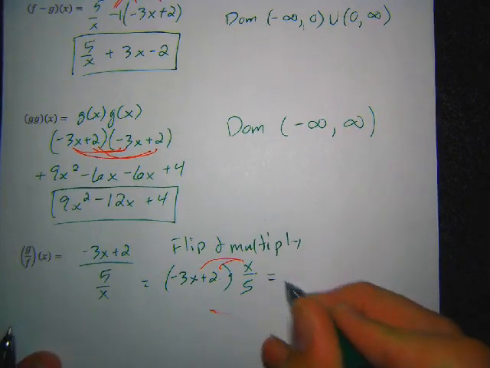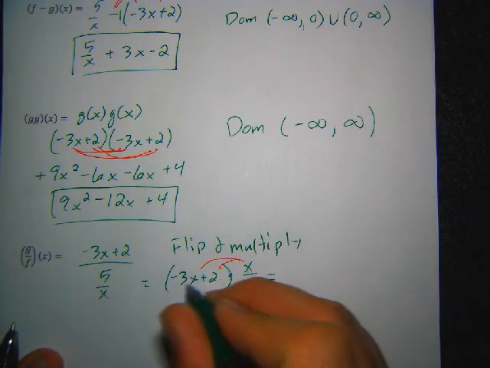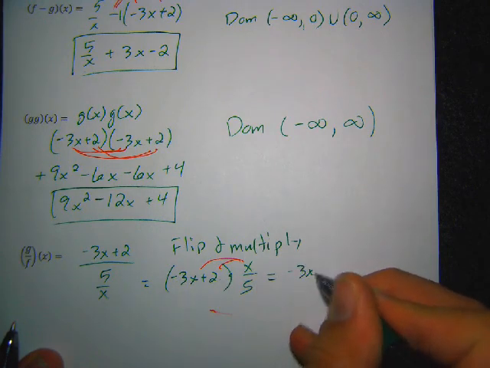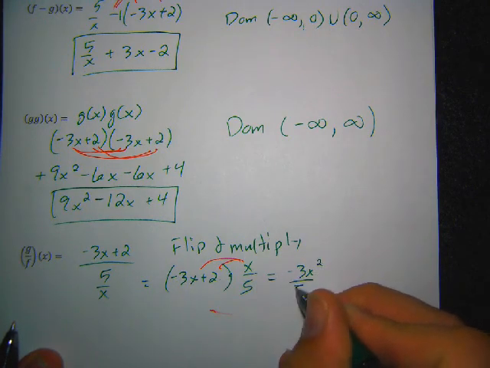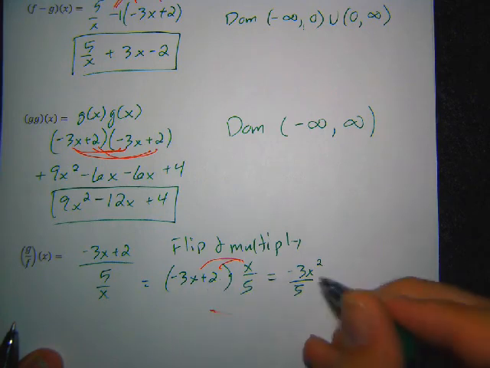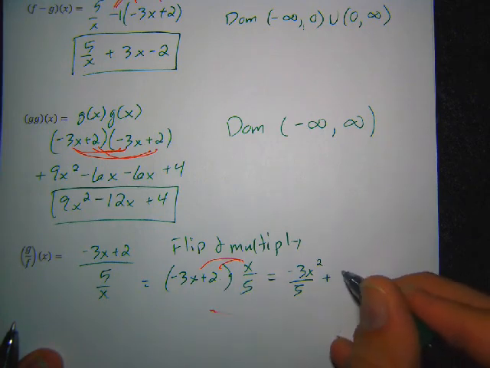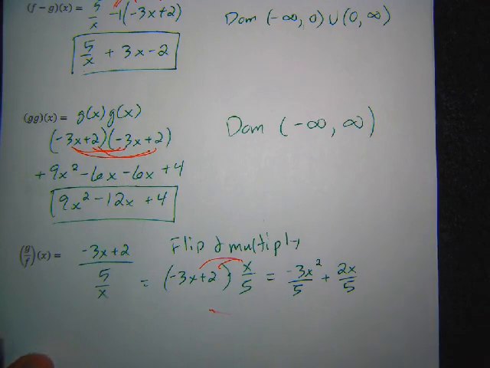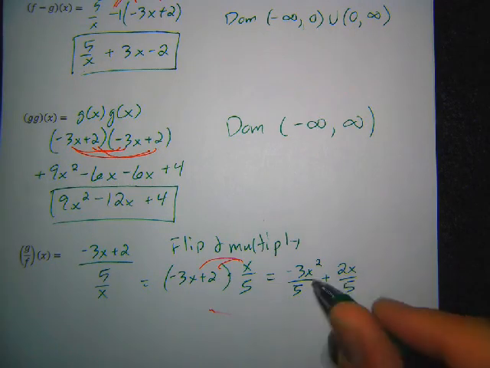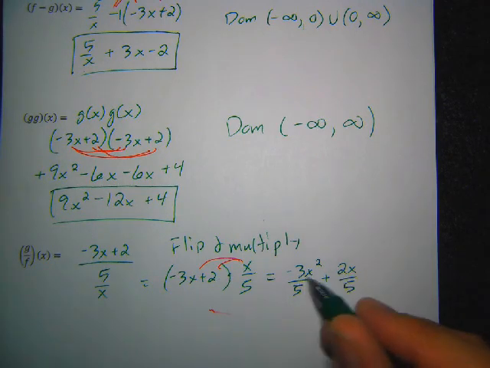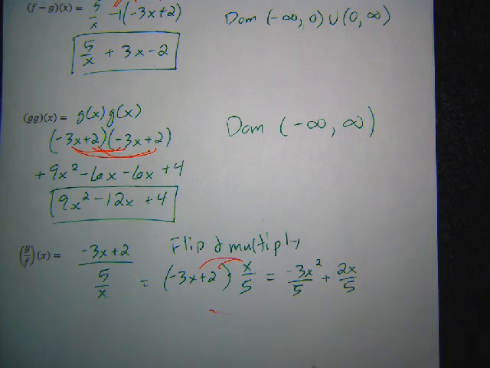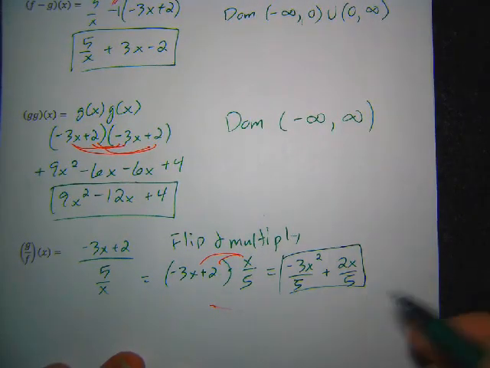So this would become x over 5 times negative 3x. Well, that becomes negative 3x times x, which is negative 3x squared, but then we get the 5 on the bottom. And x over 5 times 2, well, we get plus 2x over 5. Now that one is not a compound fraction anymore because it's just two parts. These are regular fractions, and so there's no compound fraction, and that's good.